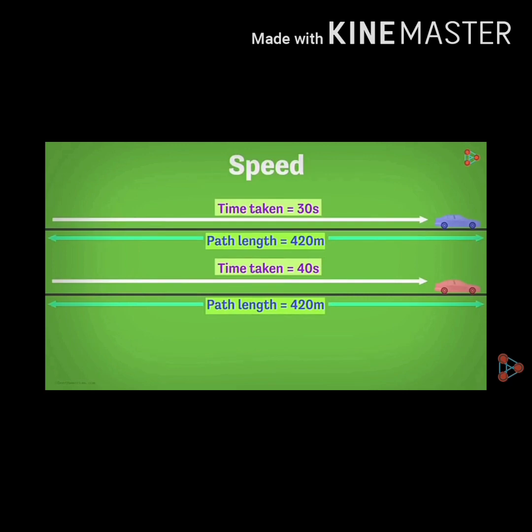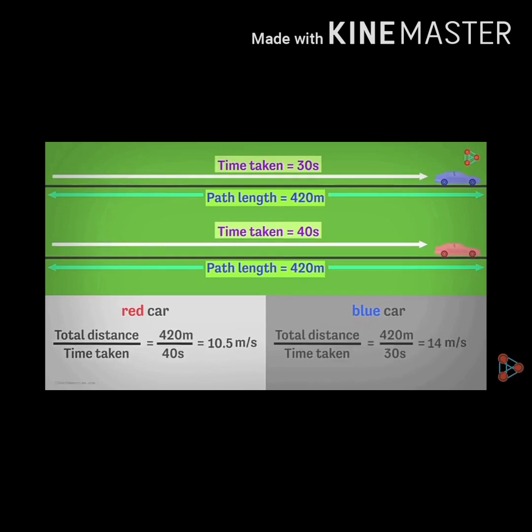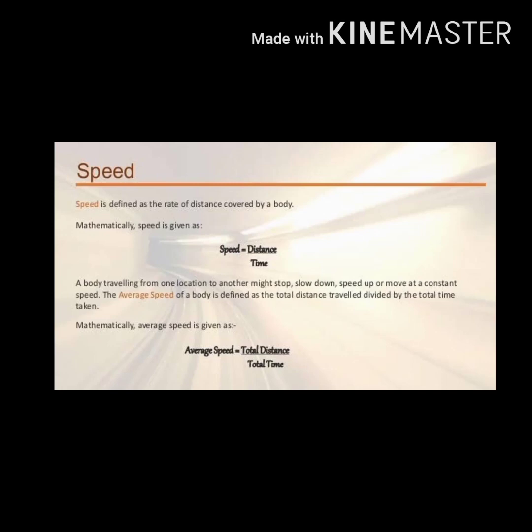Now, let us find the average speed of a red car and blue car. You can see that a red car has a speed of 10.5 meter per second. At the same time, blue car has 14 meter per second. So, speed is defined as the rate of distance covered by a body. Mathematically, speed is given as speed equals distance by time.